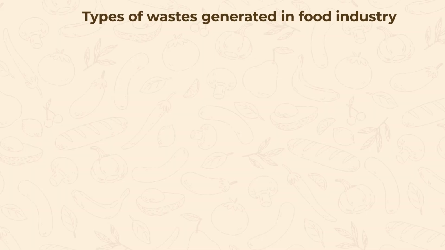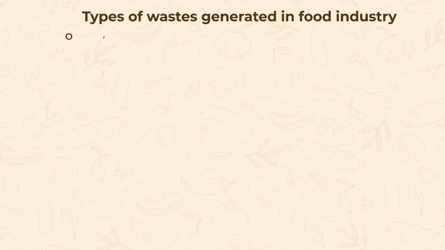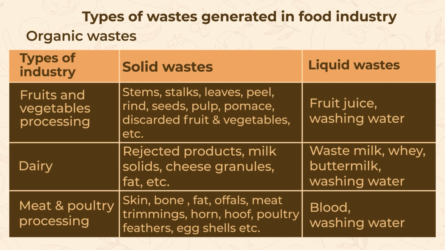So let's first see what different types of wastes are generated in different food industries. If you see the example of the fruits and vegetable processing industry, for all the industries the wastes can be organic or non-organic in nature, solid or liquid. The solid wastes generated from fruits and vegetable processing comprise the stems, stalks, leaves, peel, rind, seeds, pulp, pomace or discarded fruits and vegetables, etc.